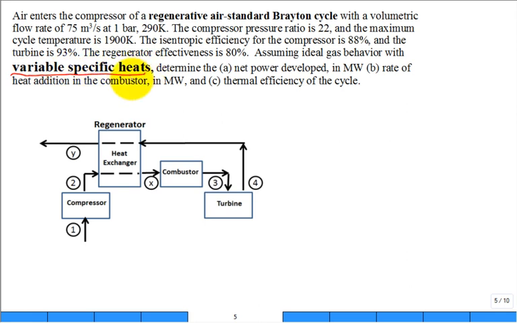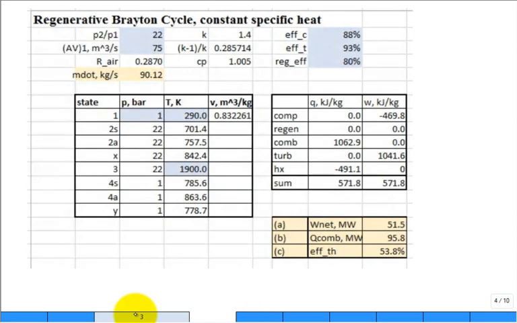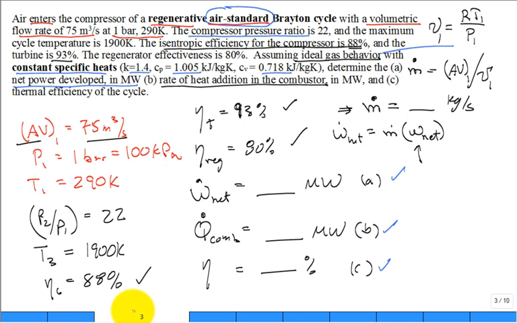Variable specific heats. Okay, you need to go and use the table for air properties accounting for temperature dependent specific heats. That would be table A22 in our textbook. On the previous problem with constant specific heats, did I ever use table A22? Okay, here's a little hint.